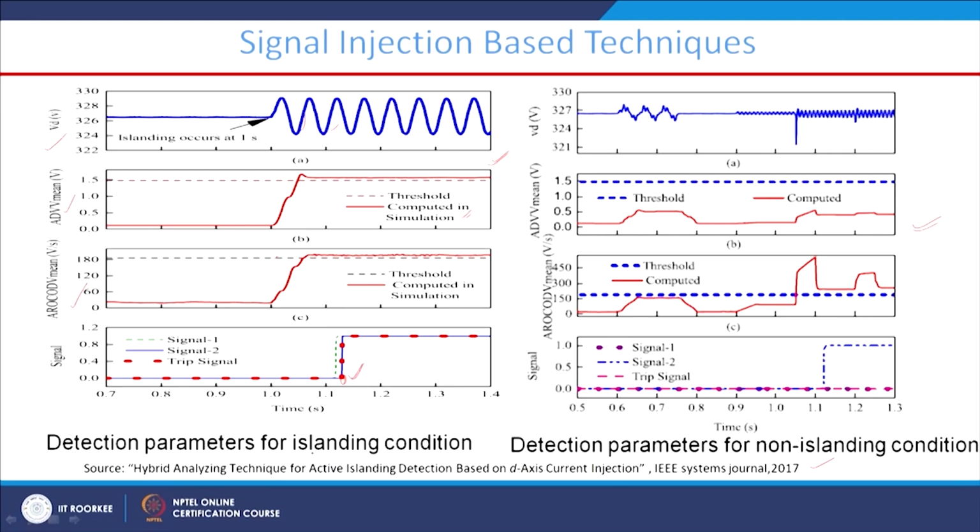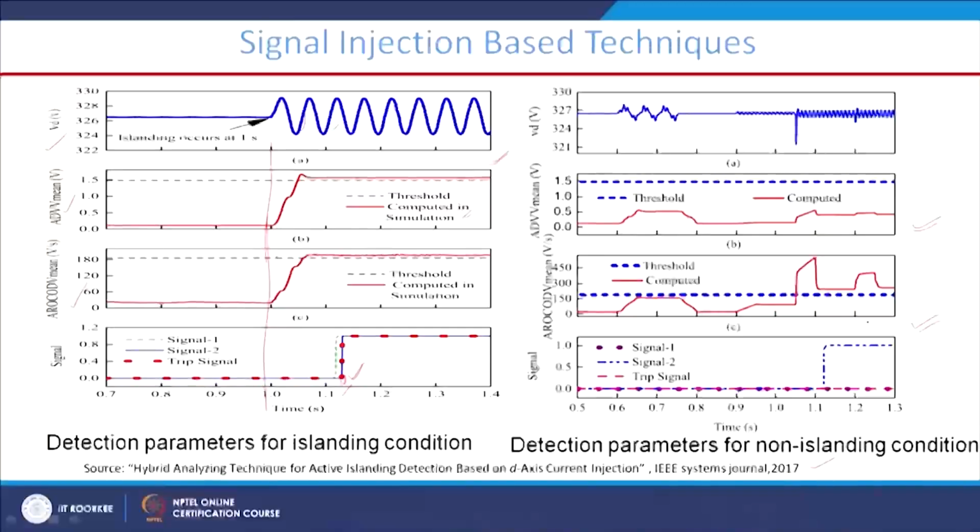You can see that this particular event is initiated here, but after 0.1 second the trip signal is generated. It takes some time to generate the trip signal. Now, coming to the non-islanding situation, here you can see the corresponding non-islanding events. Everywhere the variation of AdVV is almost below the threshold value, and here also it is below the threshold value. That is why the trip signal is almost 0 throughout.